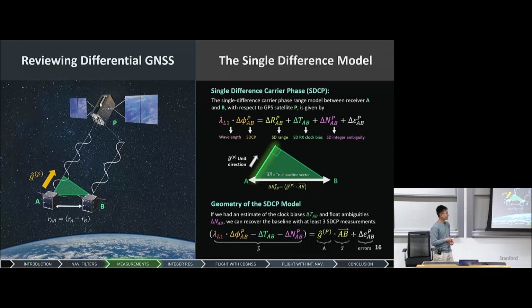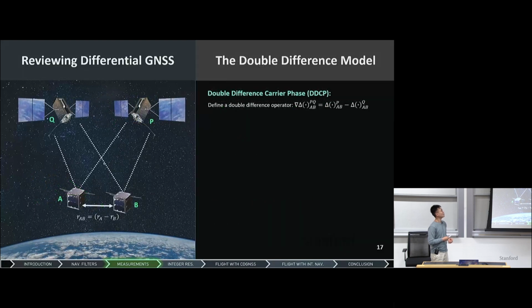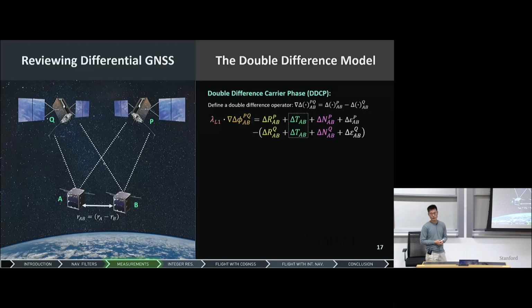So some people take it a step further. They do something called double differencing, which is, now I have a single difference measurement for a single GPS satellite between two receivers. What happens if I take the difference between a set of single difference measurements? So we're talking about the baseline AB with the transmitting source P and the baseline AB with the transmitting source Q. What happens if we take the double difference of that? Because we are looking at the same two receivers, this single difference receiver clock offset is also common. And so this gets canceled out as well if you take the difference between one single difference carrier phase measurement and another.